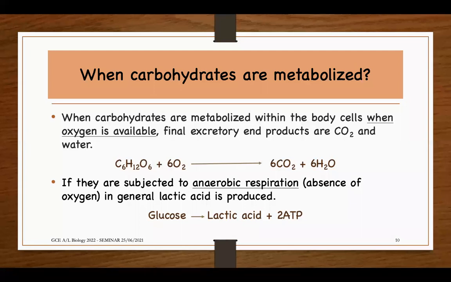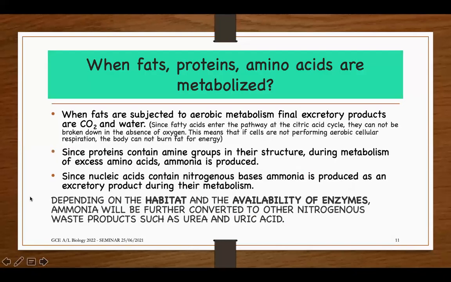Okay, so I told you 4 factors on which the excretory products of these substrates will vary. You can see one factor here, oxygen availability. When oxygen is available, it will be carbon dioxide and water, and if it's not there, it will be lactic acid. Then you will see how the availability of enzymes and the habitat of the organism also are involved in the metabolism of these substrates.